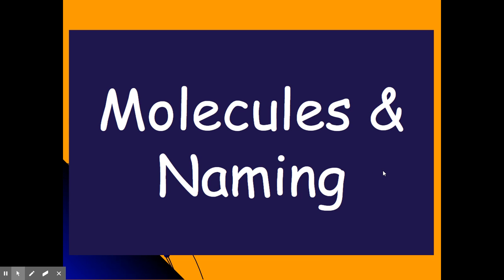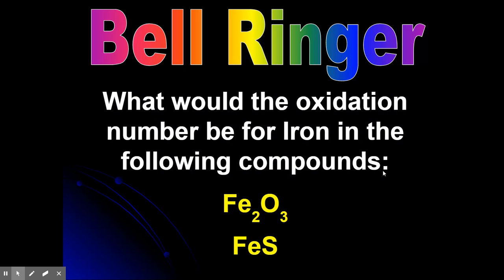All right, morning today. We're moving on in bonding. We're going on to covalent compounds, which anything that's covalently bonded is called a molecule. So that's why we call this molecules. And then we're going to do the naming of covalent compounds, which is similar, but with a little bit added step compared to ionic compounds. Okay, first up is your bell ringer.